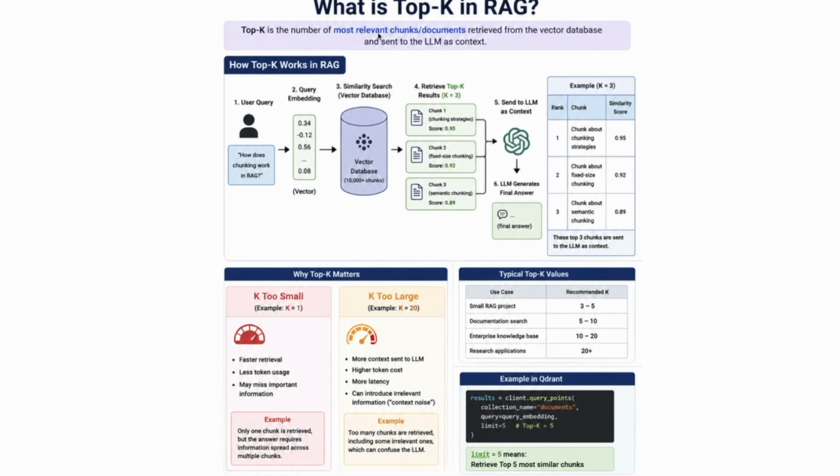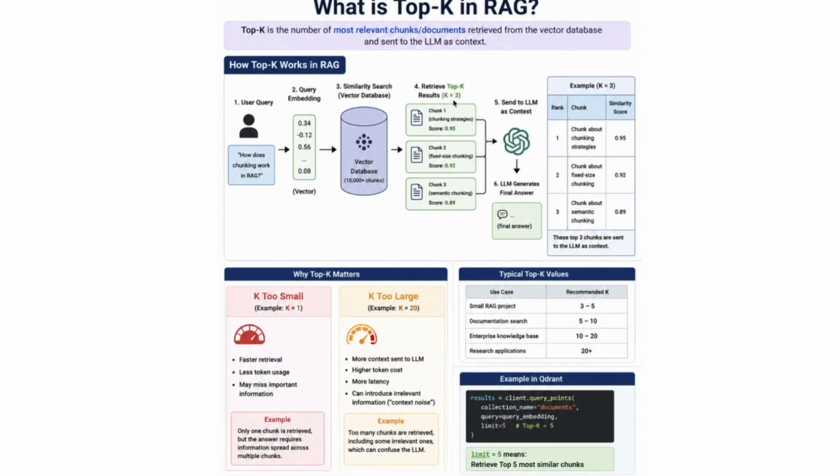Top K is the number of most relevant chunks or documents retrieved from the vector database and sent to the LLM as context. Assume that you are sending a query here as a user. That query will be converted into embeddings, that is nothing but vectors. The vectors will be sent to a database that holds the huge document and all the collections, chunks and vectors which we have stored for the entire document. From that, it will pick up the top 3 matching results, and those top 3 matching results are nothing but the top K.